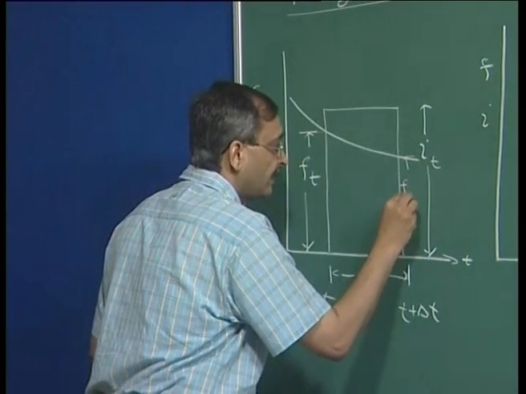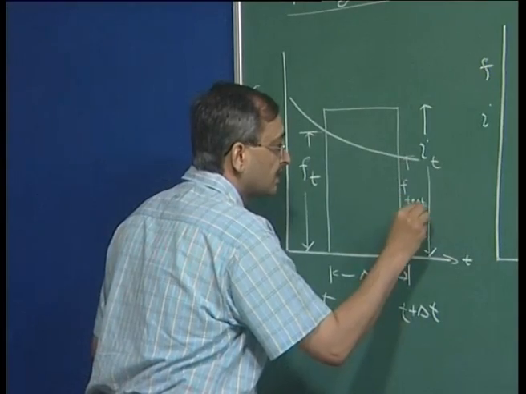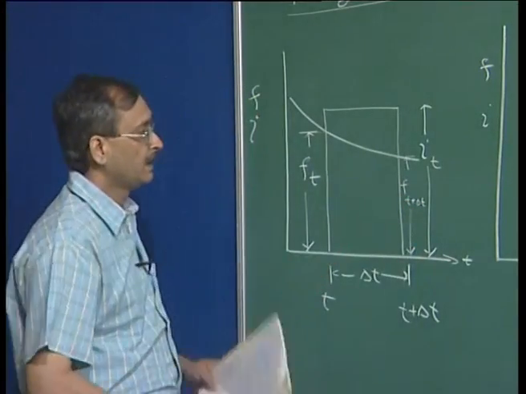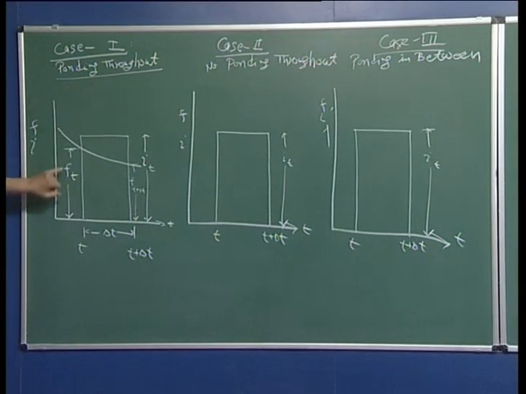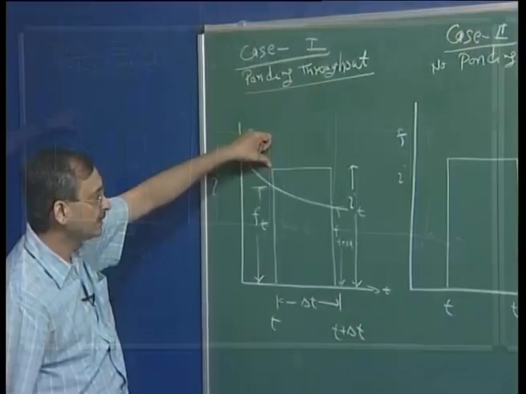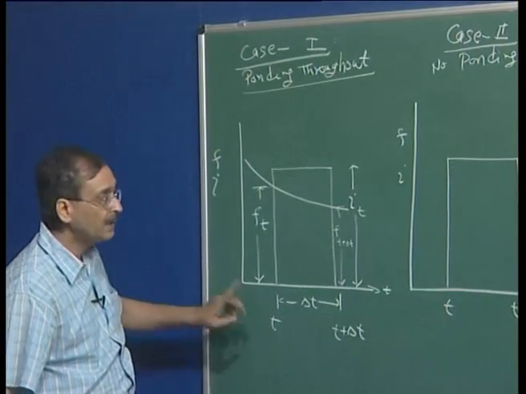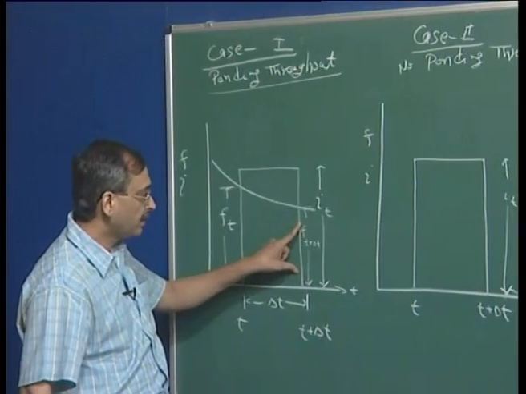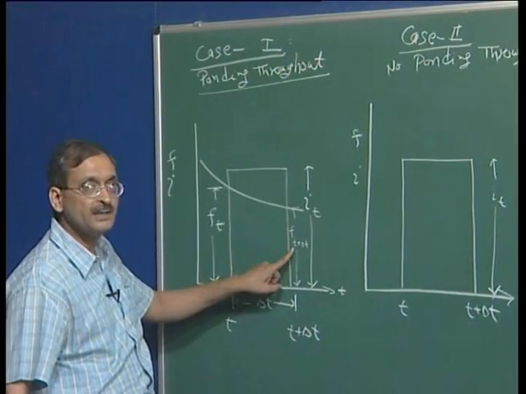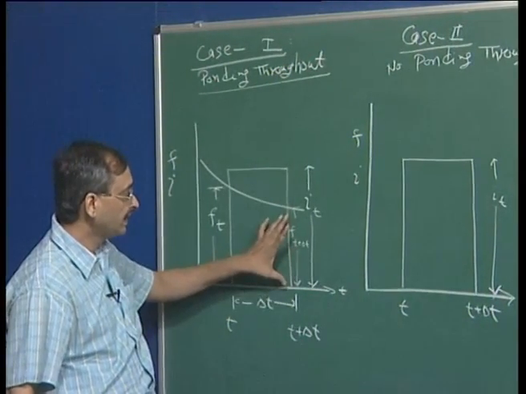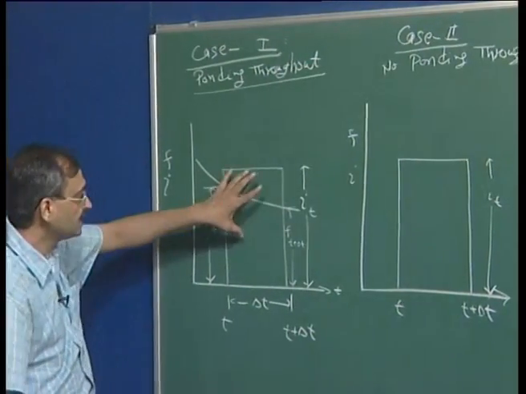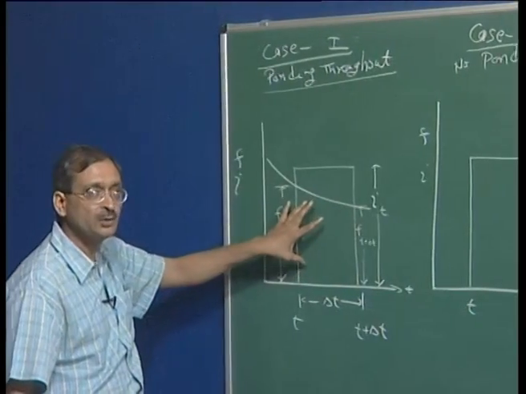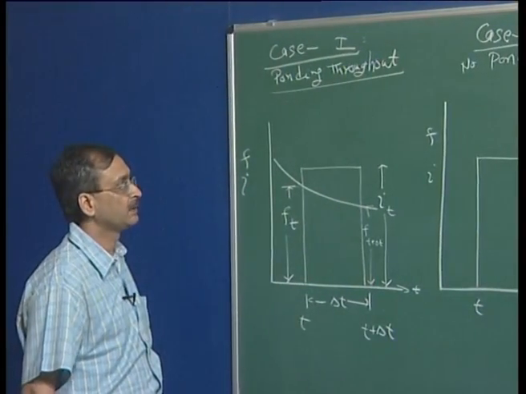This is small f at t plus delta t. So, you see that for case 1, when there is ponding throughout, your small f at t is less than I at time t, and also your rate of infiltration at the end of the interval, that is f at t plus delta t, is also less than this. All right. So, these are the conditions which we are actually going to use in our algorithm.